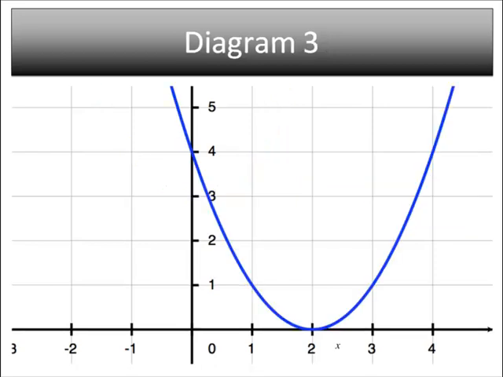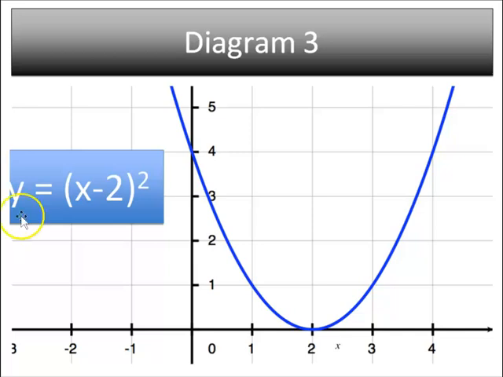Pause the video again and try and work out what the equation of this graph is. Then press play when you're ready for the solution. So this is the graph of y is equal to x minus 2 all squared. Notice that the minus 2 is inside the brackets, and it was the original graph, which was in red, moved 2 steps to the right. So that's why it's minus 2. So focus in on the minimum point of the graph to help you.